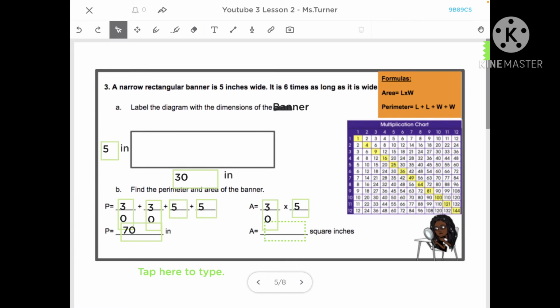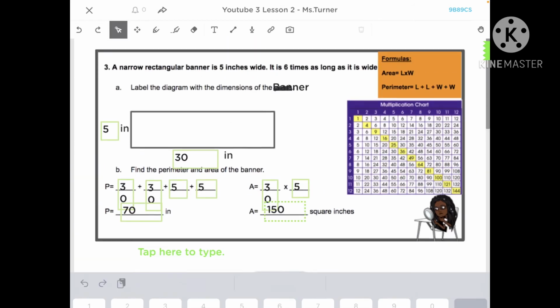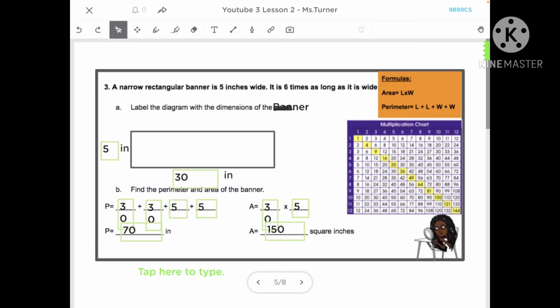Absolutely. What's my product? 30 times 5. I have 3 tens times 5. Good job. Yes, 150 square inches. You'll notice that when I'm finding my area, you guys, I always have to include that square because that lets me know that I am indeed finding my area as opposed to perimeter where I just have inches.